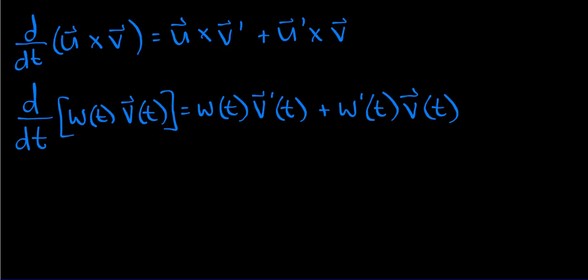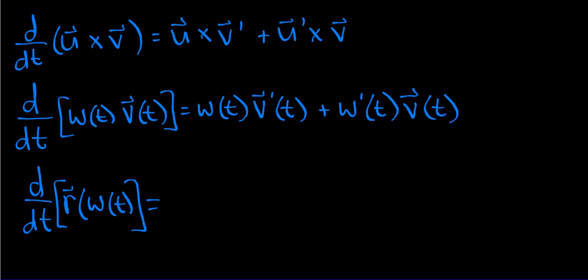So these properties are what you would think they would be. Now, let's suppose you have a composite function situation where you have r of w of t, and this is a vector, of course. Then you would say this is going to be r prime of w of t times w prime of t. So there are a few properties. This is not an exhaustive list, but that's a few of them.